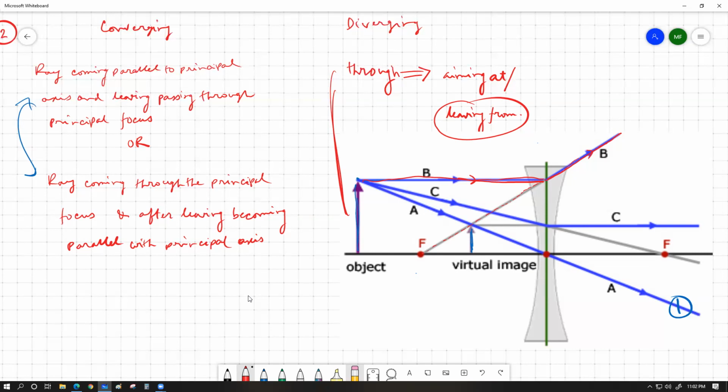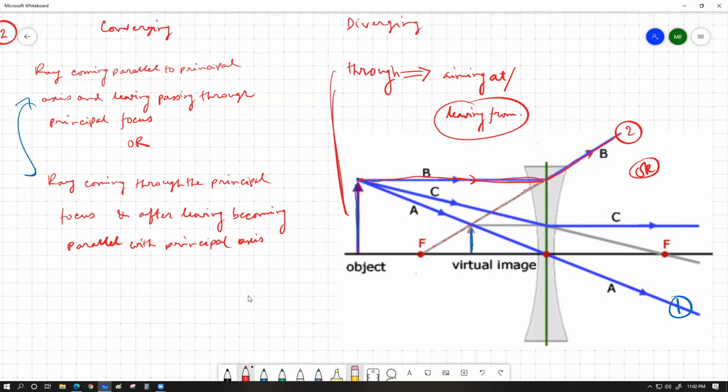This will appear to come out of the principal focus on this portion. So this can be our option number 2, or we can choose another one, the ray that was coming from the object which was aiming at the principal focus on the other side.